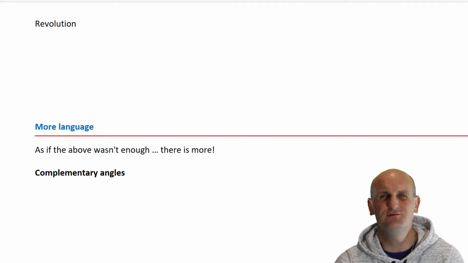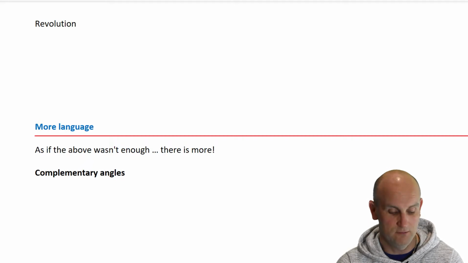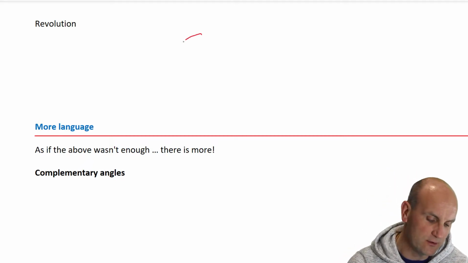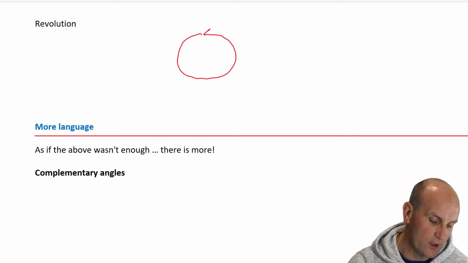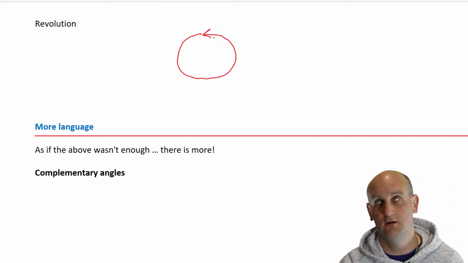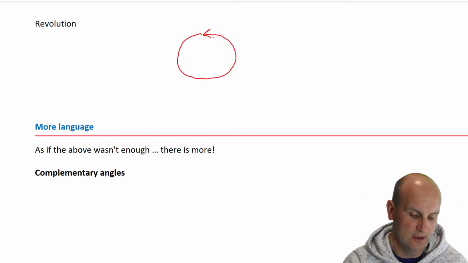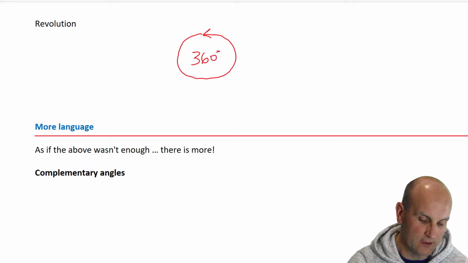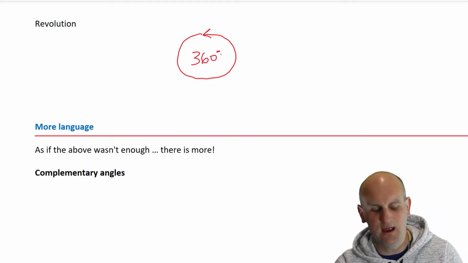The whole point is, where does a revolution angle come from? A revolution angle is, funnily enough, when I go all the way around in a circle, or I revolve, like a revolving door, and a revolution angle happens to be 360 degrees. So that's language that we need to know.